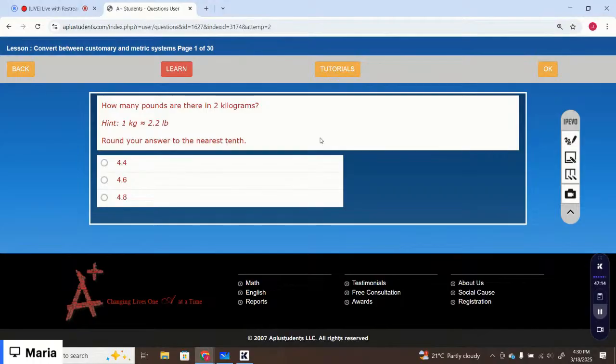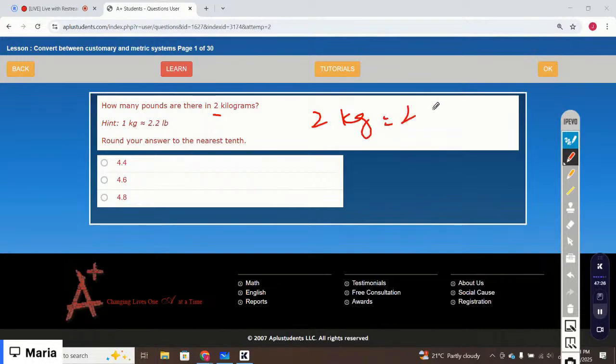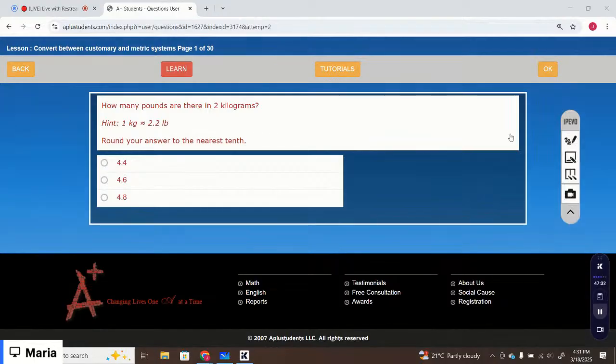So you are given 1 kg equals 2.2 pounds, right? So you have 2 kilograms. 2 kg equals 2 times 2.2, that is 4.4. Option number 1 is the correct option.